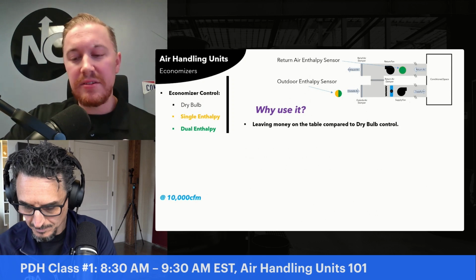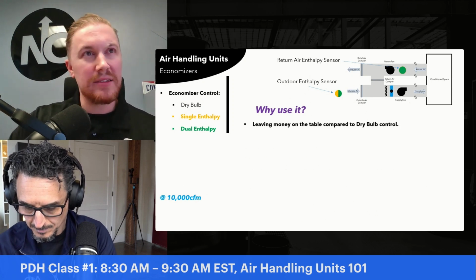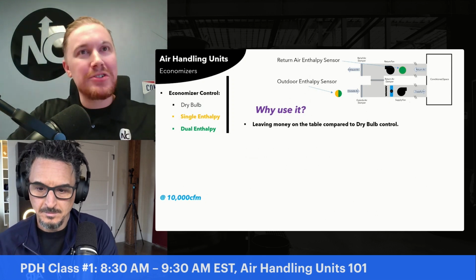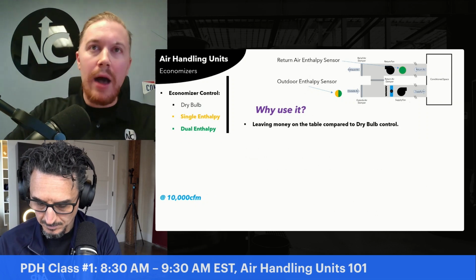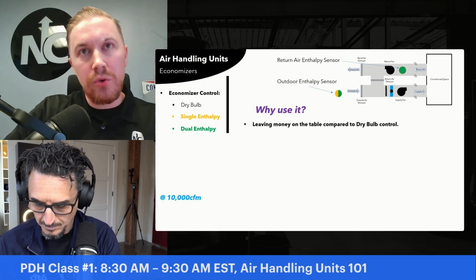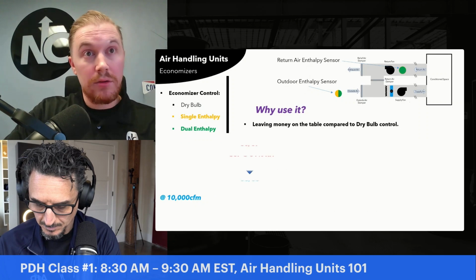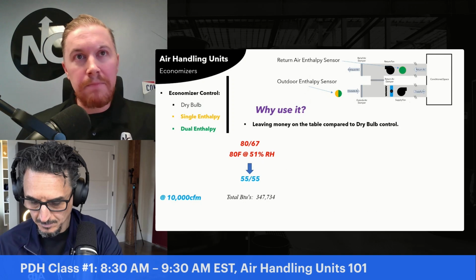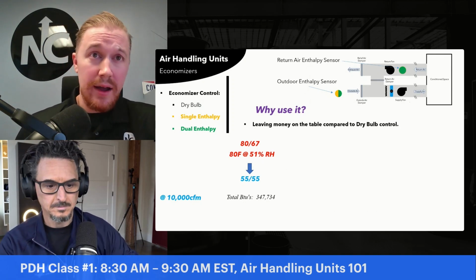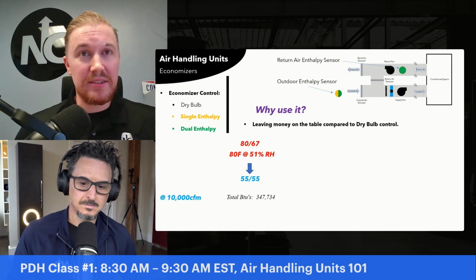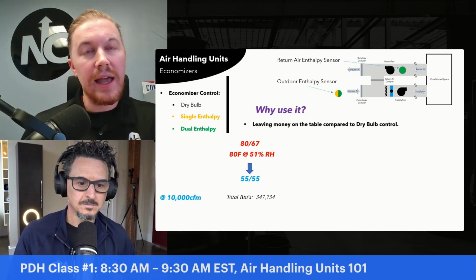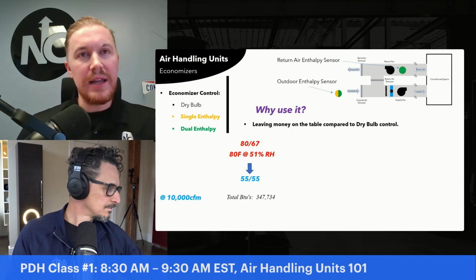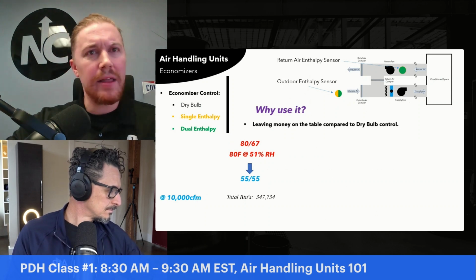Okay. And that is best explained through showing an example of what's called integrated enthalpy control, where we're potentially deciding to cool outdoor air as opposed to cooling our return air mixed with minimum OA. So, for instance, if I'm at 10,000 CFM and I'm bringing back return air and mixing it with some outdoor air, producing a mixed air condition of 80-67, and I'm trying to cool to 55-55, the BTUs required to meet that cooling load are 348,000 BTUs.